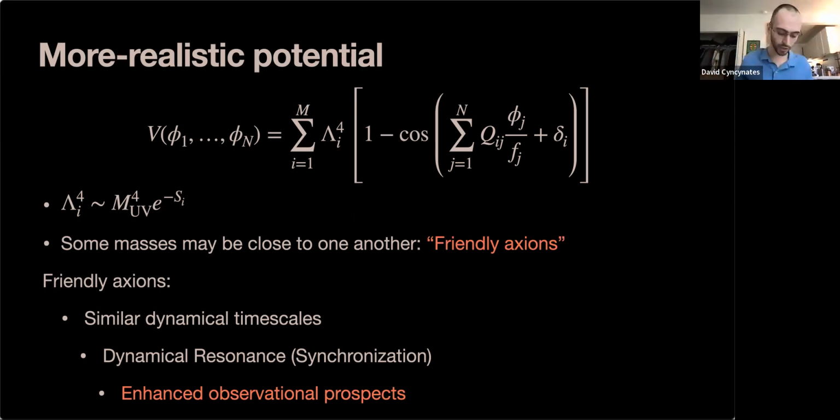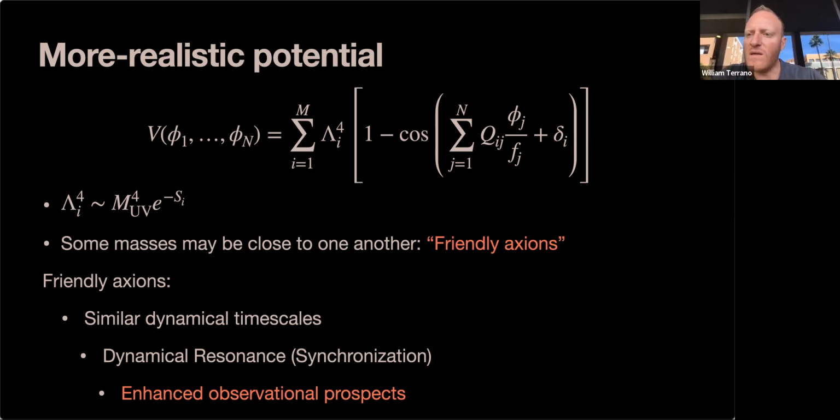However, due to fluctuations in the S's, some axions will have masses that are further apart, and some axions will have masses that are closer together. And it is the axions that have masses that are closer together that will be the subject of the rest of this talk. And we call those friendly axions.